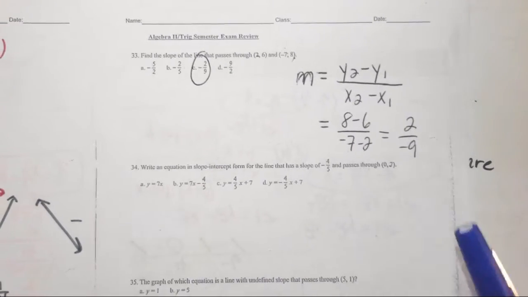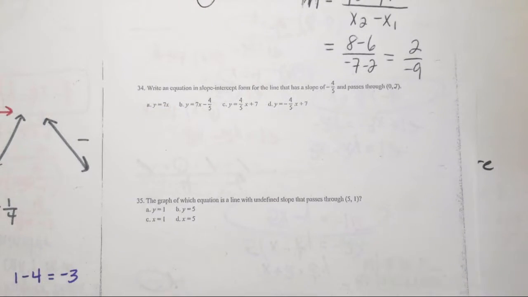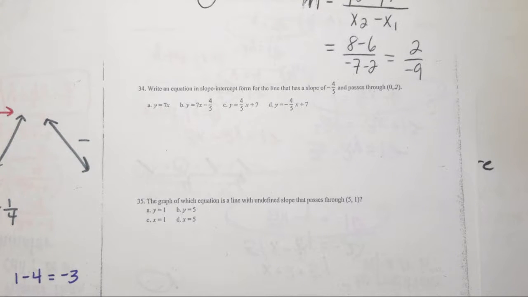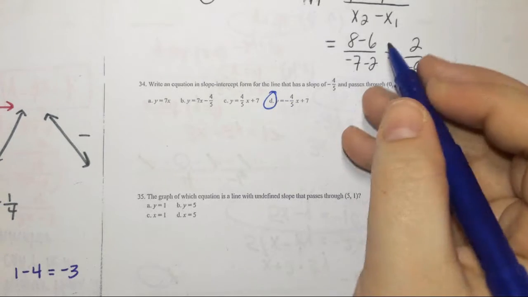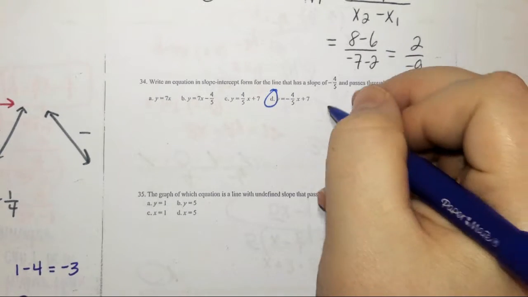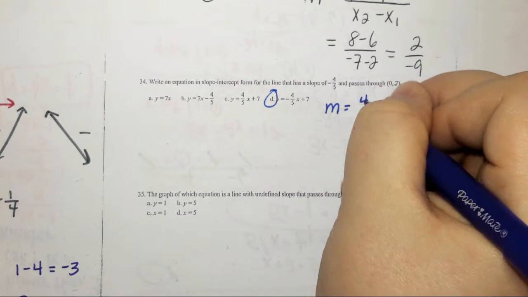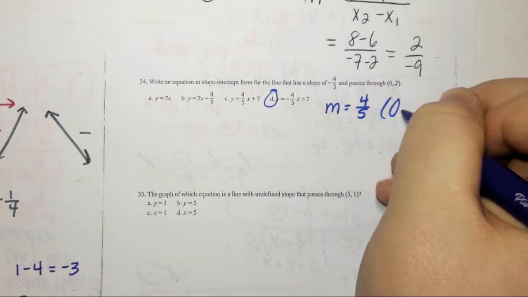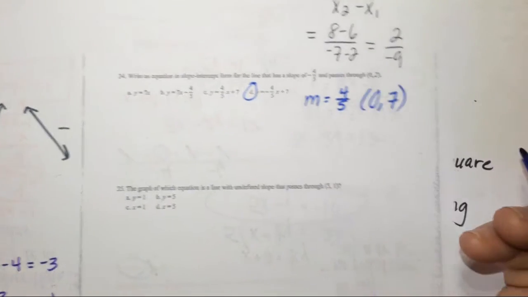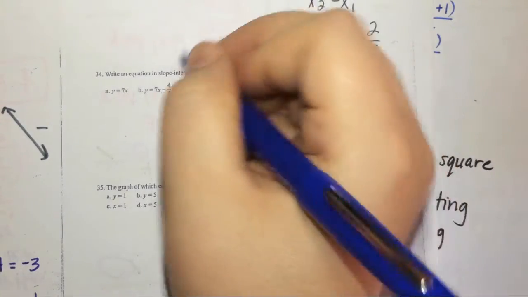34 looks hard, but it actually ends up being probably the easiest one of the day. What answer? You can have a point. We know the slope is 4/5. We know a point of 0, 7. So at first I was going to do point slope, but then I was thinking things through.